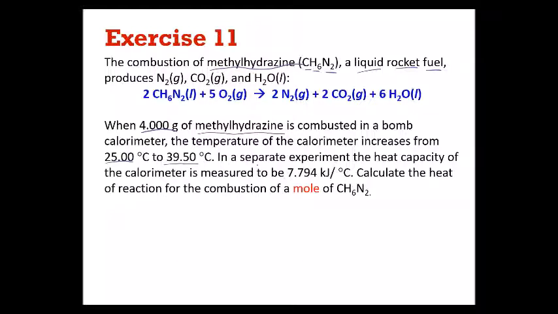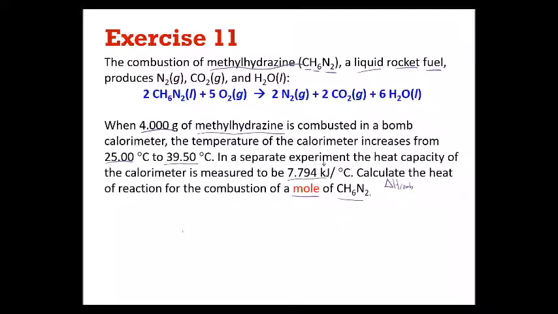In a separate experiment, the heat capacity was measured to be 7.794 kilojoules per degrees Celsius. Now it's nice that they already made this in kilojoules for us, then we don't have to convert it at the end there. So it's already in kilojoules for us. And we want to calculate the heat of the reaction for combustion. So now this is like delta H combustion here. We're calculating that for our methyl hydrazine.